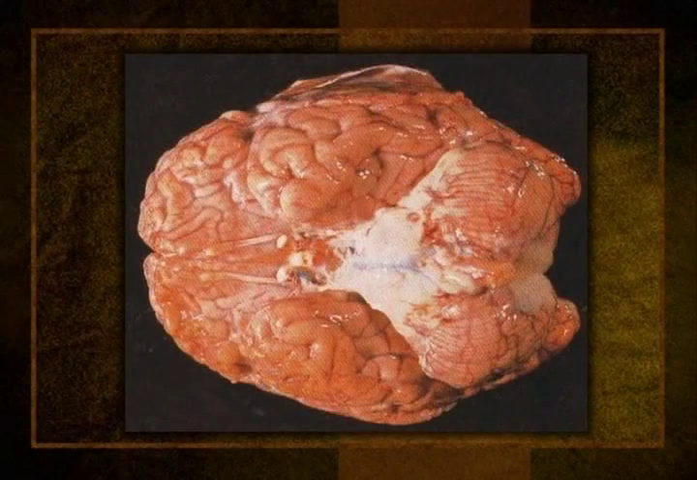This is a basilar view of the brain of a person who died from pneumococcal meningitis. The cerebellum is on the right. All the white material you see is purulent material. That's pus. This type of purulent meningitis is very difficult to treat with antibiotics. The person is likely to have residual neurologic deficits if he or she survives.